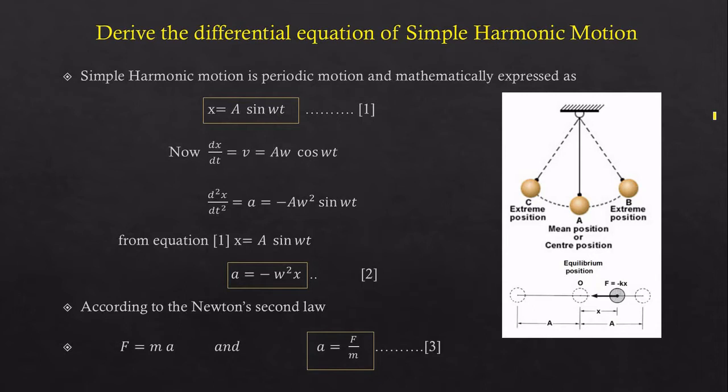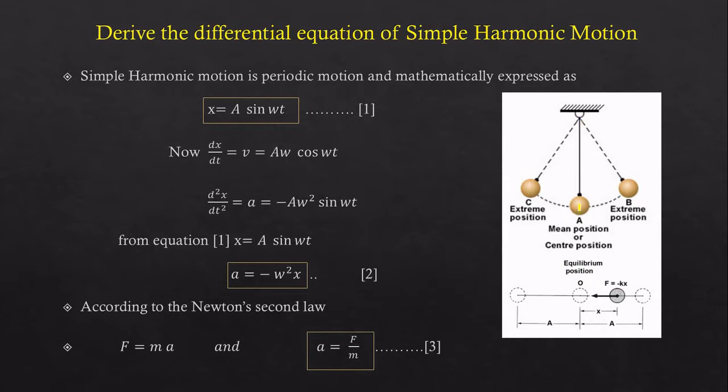In this session, we are going to derive the differential equation of simple harmonic motion. So before going on, we need to understand the basics of simple harmonic motion, right? As we can see over here in the figure, we have one bob, that is this metal ball, which is connected with a string to a fixed point, right?